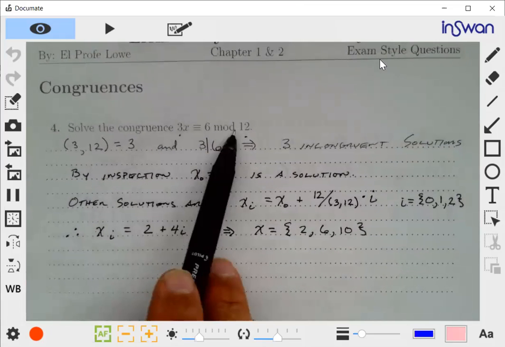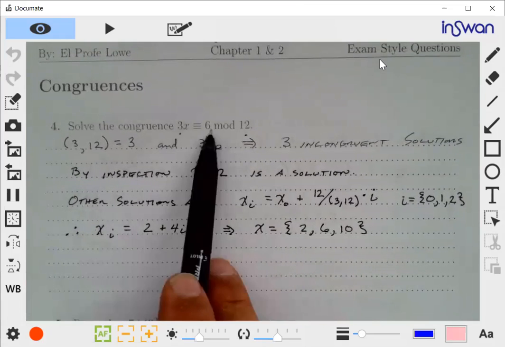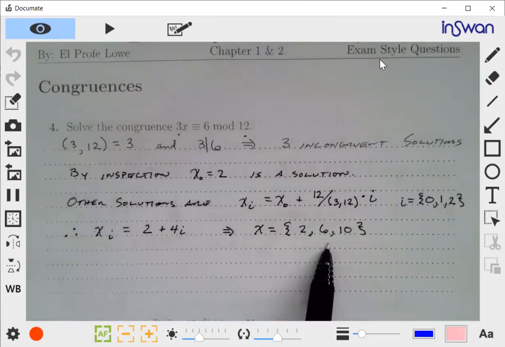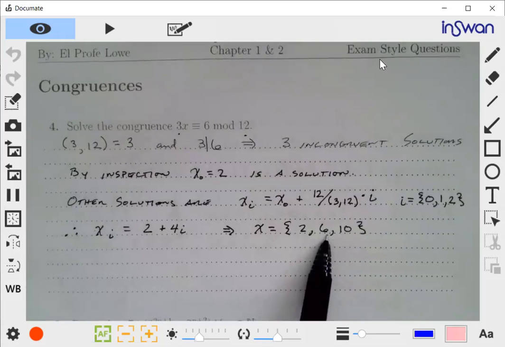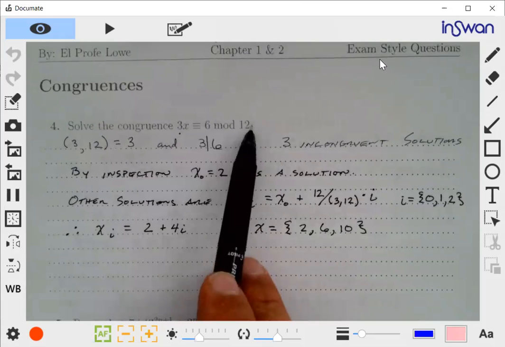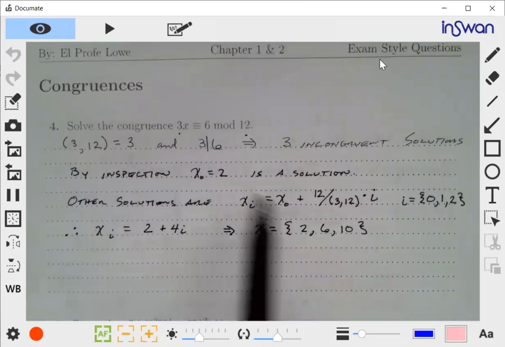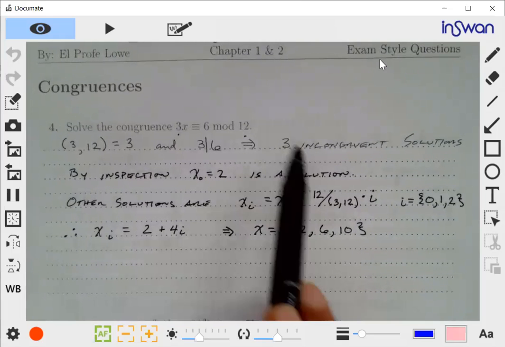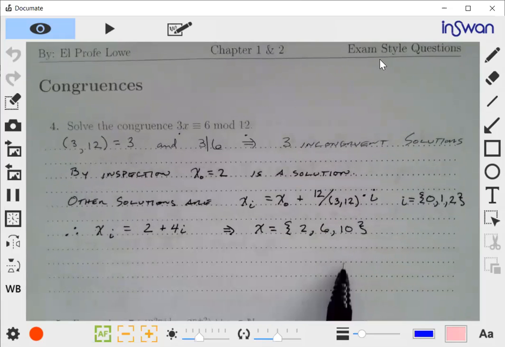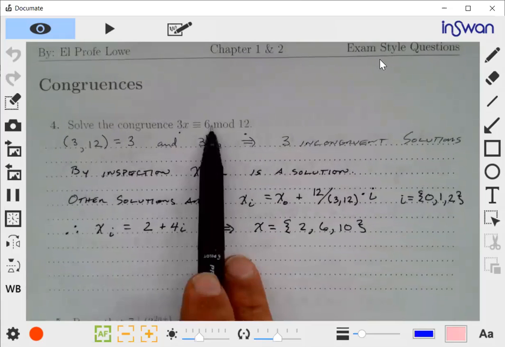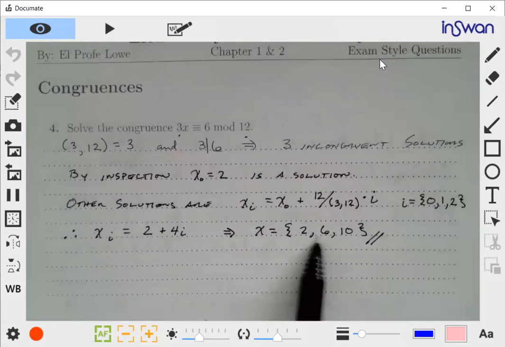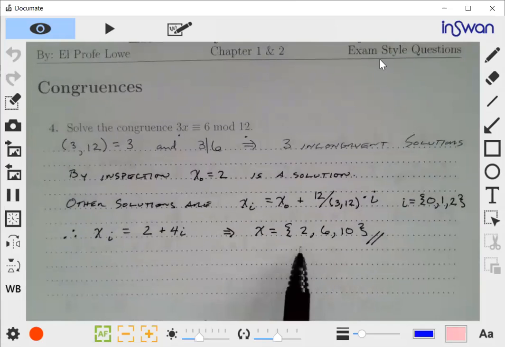So these are the 3 incongruent solutions to this congruence. 3 times 2 will have a remainder of 6. 3 times 6 is 18, which will have a remainder of 6 when done in groups of 12. And 3 times 10 is 30; I can get 24 into 2 groups of 12, and that leaves me with 6 left over. So this is our solution: 2, 6, and 10.